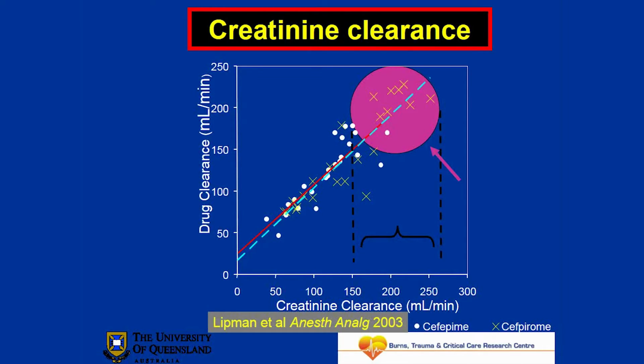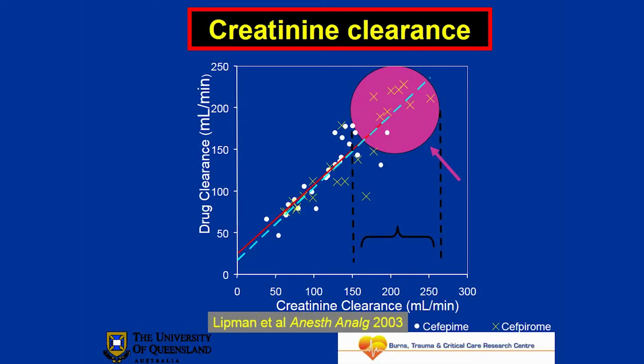So we did two studies, cefepime and ceftpyro, and we showed that for some reason, ceftpyro patients had a much higher drug clearance than the cefepime patients. And what we worked out eventually was there's a group of patients in ICU, and it just so happened to be the ceftpyro patients in that group, had higher creatinine clearances than you and me. So instead of 100 to 120 mils per minute, patients in ICU can have creatinine clearances up to 200, 250 mils per minute.